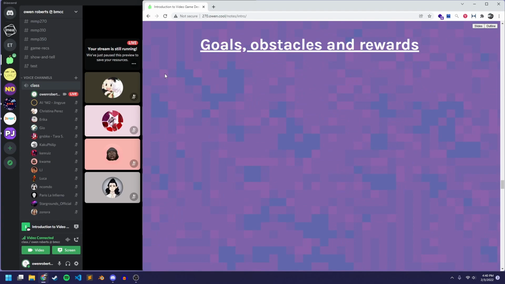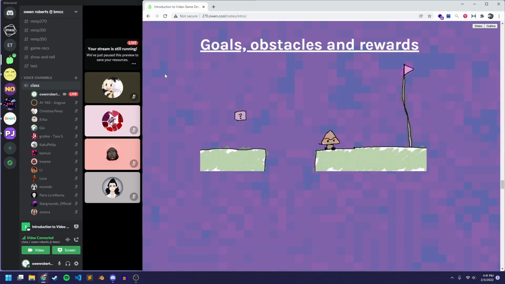Okay, so now we'll get into the 3 terms that you'll probably hear me talk about the most. They're pretty obvious, but they define each component of a game. Everything that we put into the game is usually going to fit into one of these 3 components, with the exception of scenery and trees and stuff like that. Although you could argue that's a reward in some ways or a goal. But goals, obstacles, and rewards, these are the main 3 components of a game.